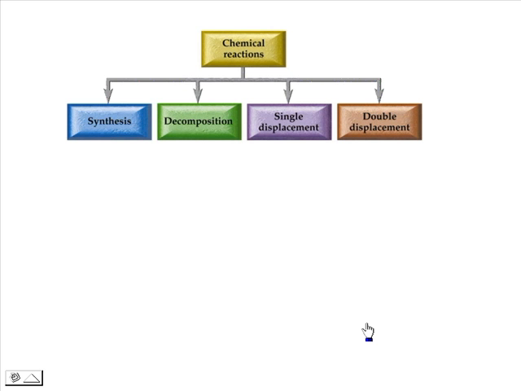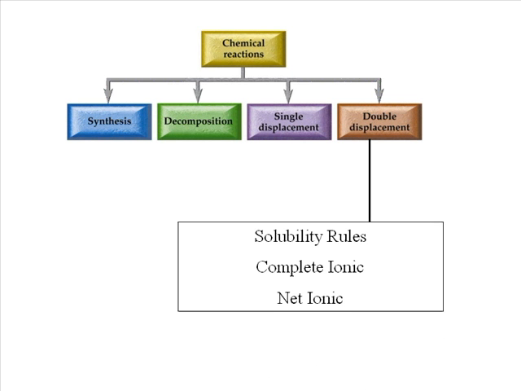This presentation is going to focus on chemical reactions. Most specifically, we're going to look at double replacement reactions. These are known as precipitation reactions because a solid is formed. And to be able to determine if a solid has formed, you will need to use the solubility rules. And from that, you need to be able to write complete ionic equations and net ionic equations.